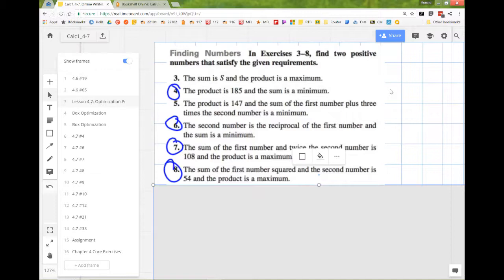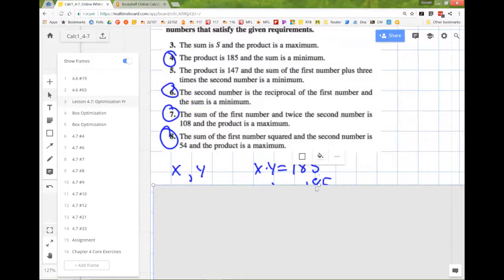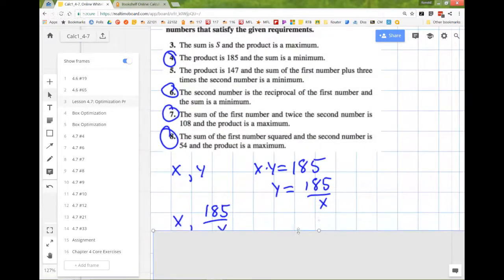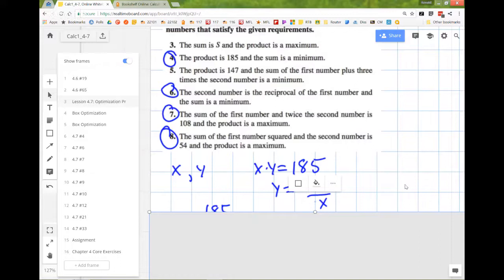Same deal though, right? When you have a minimum, the first derivative will be set equal to 0. So it's the same concept again. If 2 numbers have a product of 185, how can we write that? Let's call the 2 numbers x and y. So x times y equals 185. And what you can do then is come up with a new name for y, which is 185 over x. So really now, what are your 2 numbers? They're x and 185 over x.